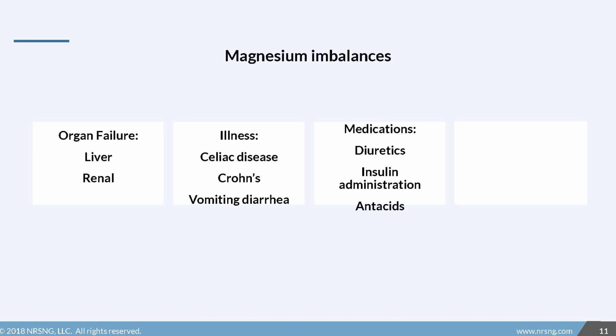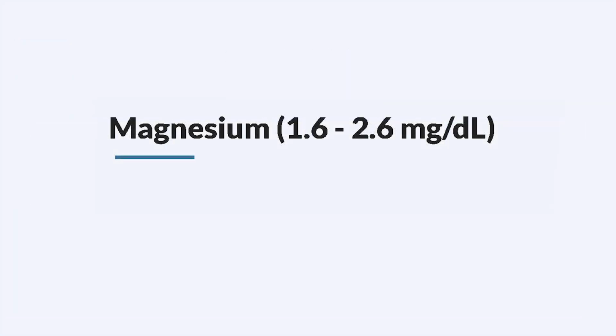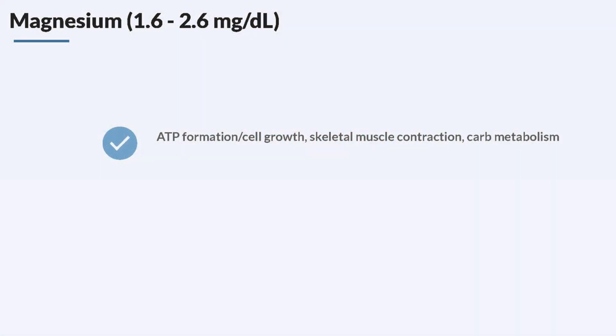There are a few medications that cause magnesium imbalances. The main ones are diuretics, insulin, and antacids. Finally, if a person is malnourished or they're an alcoholic, which leads to malnourishment, they're going to have a low magnesium level. All right, you guys, a normal magnesium level is between 1.6 and 2.6 milligrams per deciliter. So what does magnesium do in the body? There's a few things. Again, going back to your anatomy and physiology, magnesium is partially responsible for ATP formation, cell growth, skeletal muscle contraction, and carbohydrate metabolism.